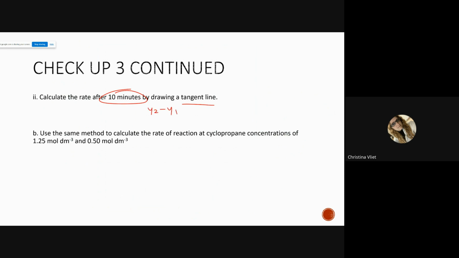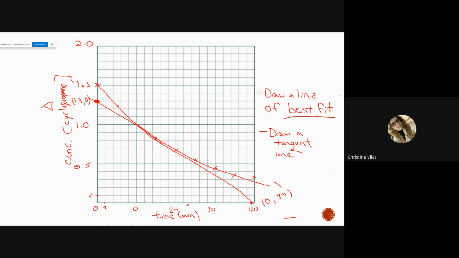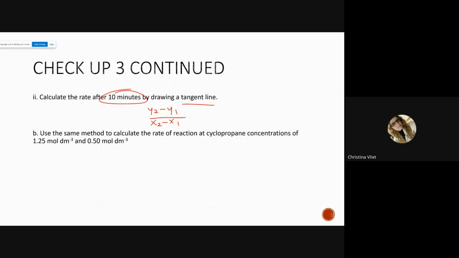y2 minus y1 over, rise over run, we call it, the slope. So what's my y2 and my y1? y2 is 0. 0, 1.3, and this is 39 and 0. What's my y? I'm going to just put them out. 0 and 1.3 is what I got. And I got 39 and 0.